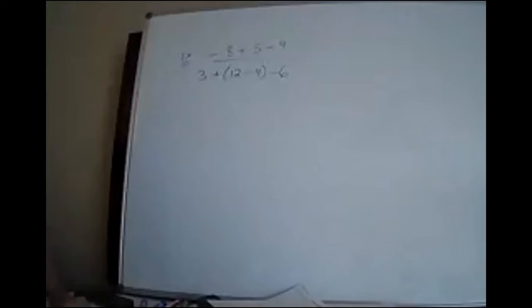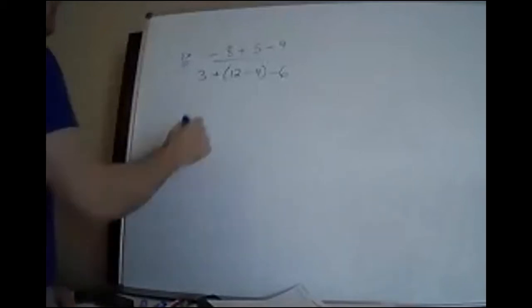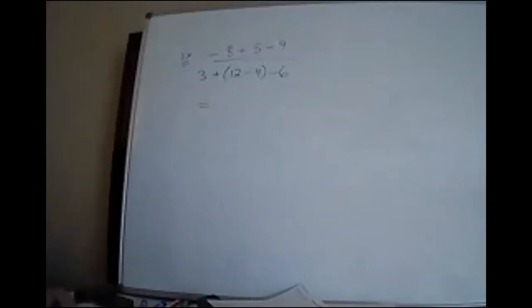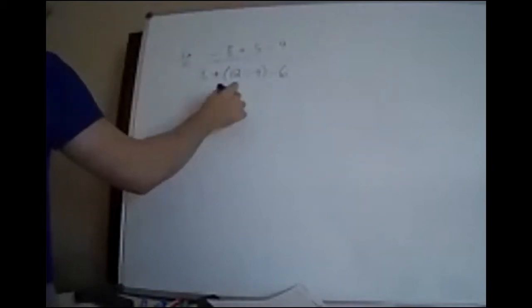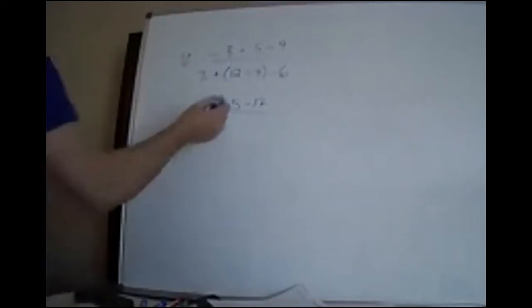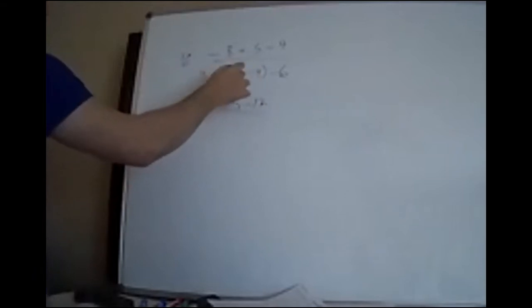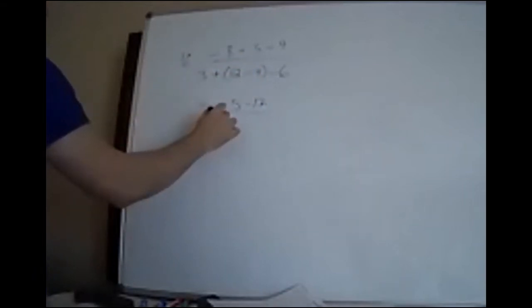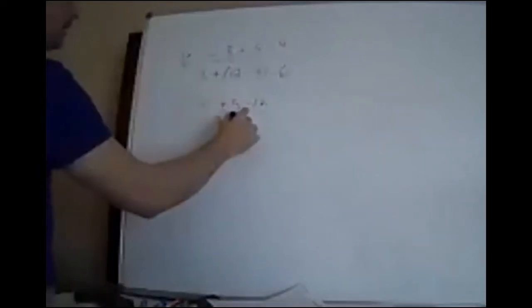This looks pretty scary. It's a little scary. Top first. I have a 5. 8 and 9 make 17. The question is, what do you do first on the bottom? Let's see. PEMDAS, or PEDMAS, however you want to say it. You have to do the parentheses, and there's only one thing in there, which is 12 divided by 4. So you have to do that.